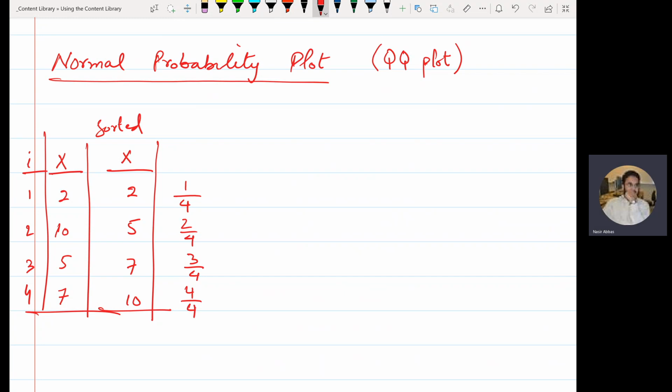Now, in your sample, what percent of the data is below 2? 25%. What percent of the data is below 5? 50%. What percent of the data is below 7? 75%. And what percent of the data is below 10? 100%. Correct. Now here, when you try to find the position of every value in the sample with this method, there are two problems. Problem number one, I will explain it here.